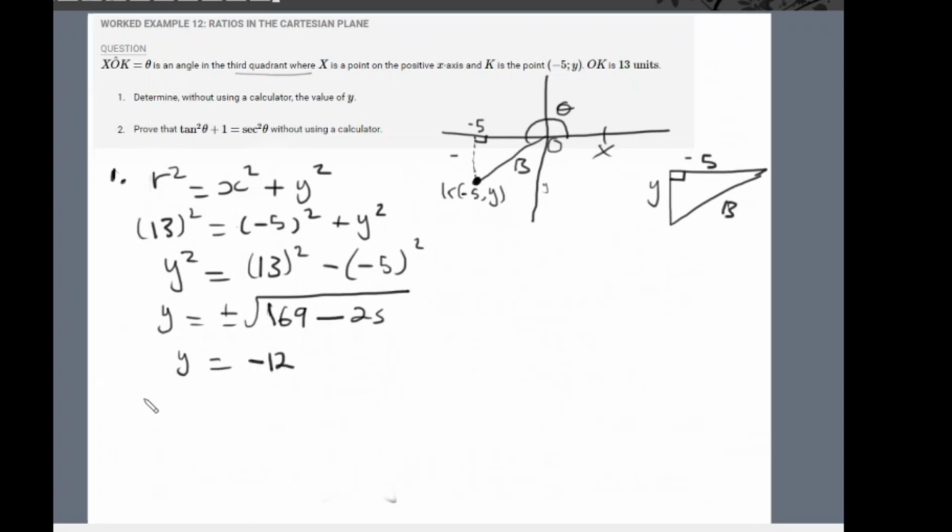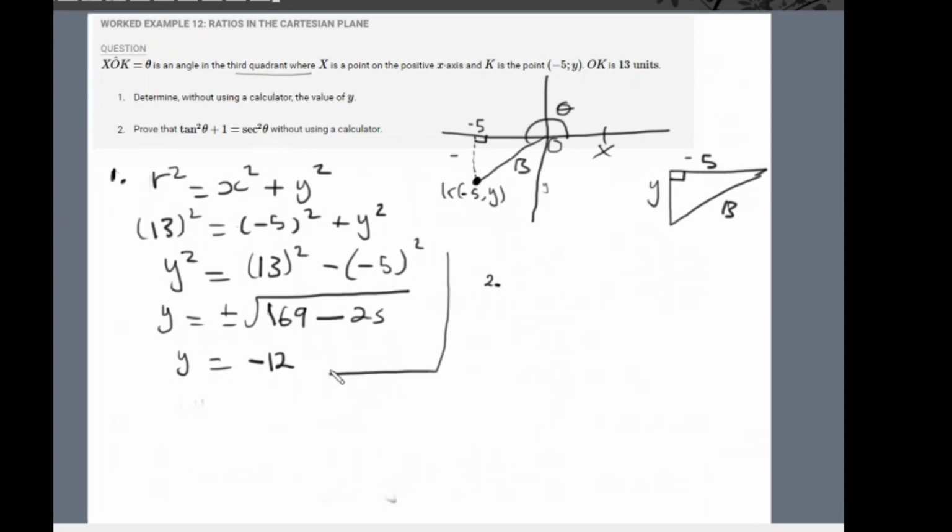Okay? Now question 2, to prove that tan squared theta plus 1 is equals to sec squared theta. So the left hand side is, okay, I think for question 2 here where there's a bit of space. So question 2, right?